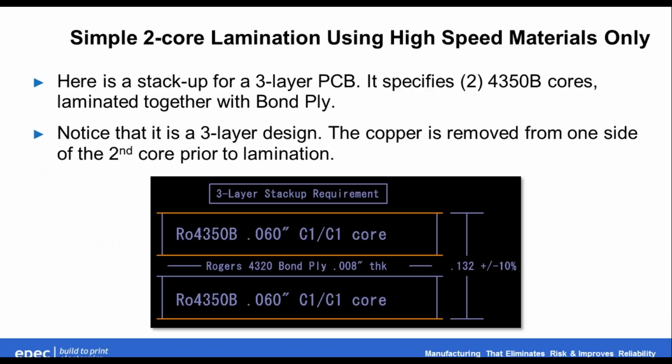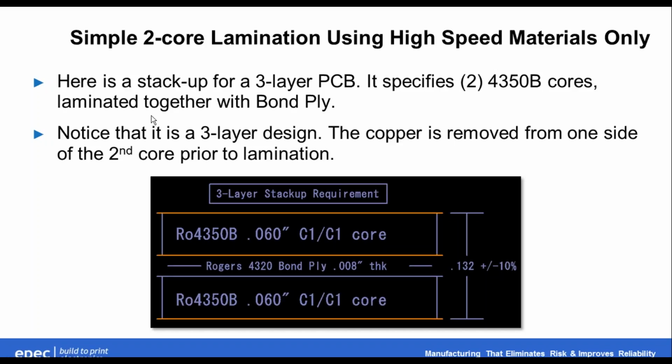Now, when you need to build a multi-layer with this high frequency material, here's an example of a simple 2-core lamination that uses just high-speed materials. There's no FR4 involved. What we're specifying here are 2 4350B cores, and they're laminated together with bond ply. Bond ply is basically pre-preg or glue that goes between the layers to stick them together.